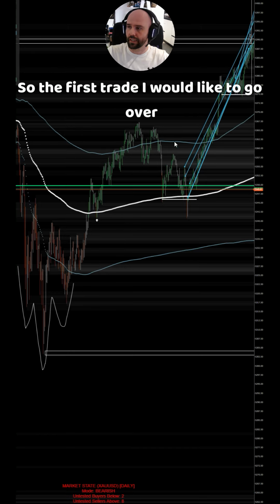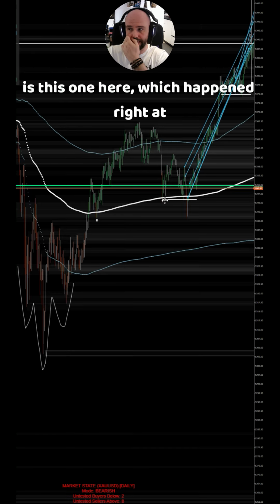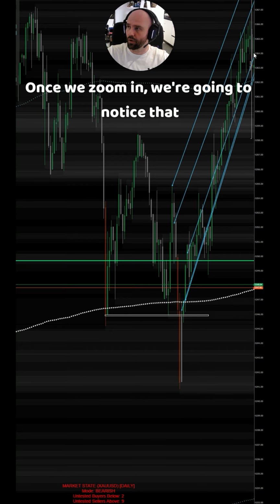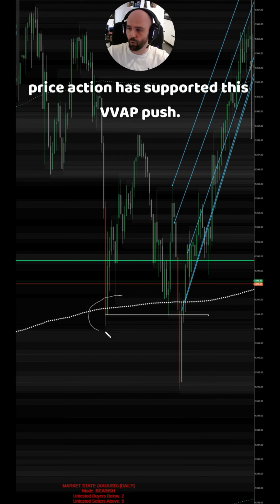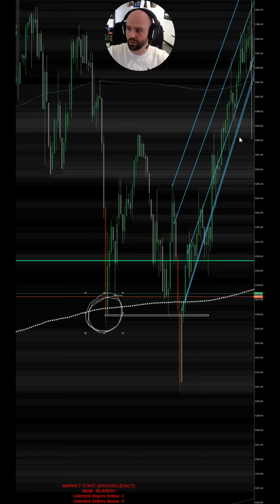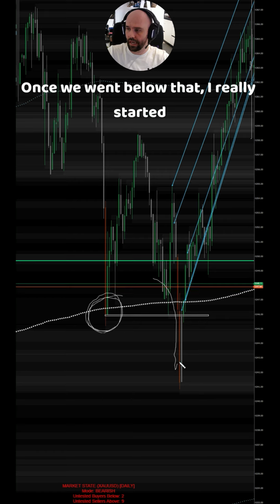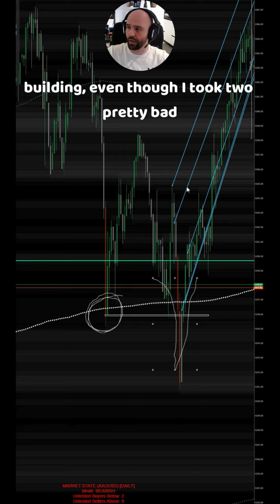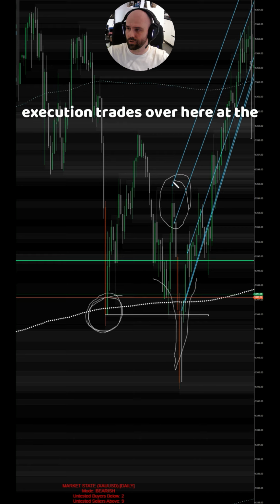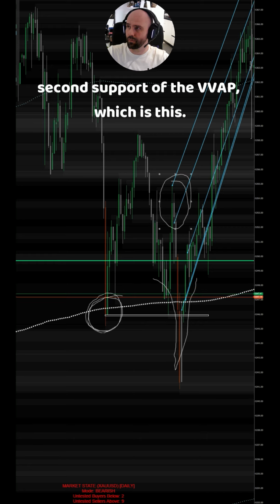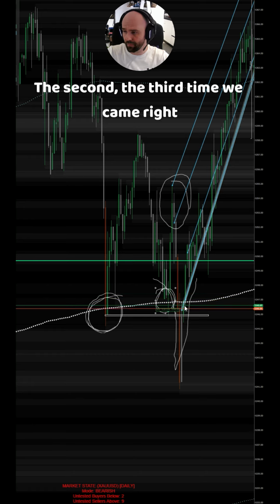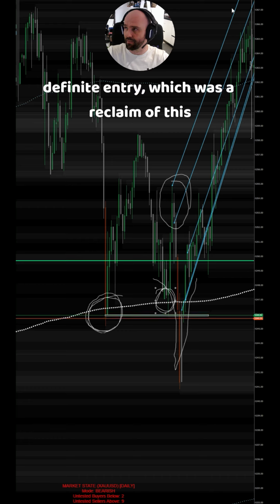So the first trade I would like to go over is this one here, which happened right at the VWAP. Once we zoom in, we're going to notice that price action has supported this VWAP push. Once we went below that, I really started building, even though I took two pretty bad execution trades over here at the second support of the VWAP, which is this. The third time we came right above that area, and that's when I got my definite entry, which was a reclaim of this level right there.